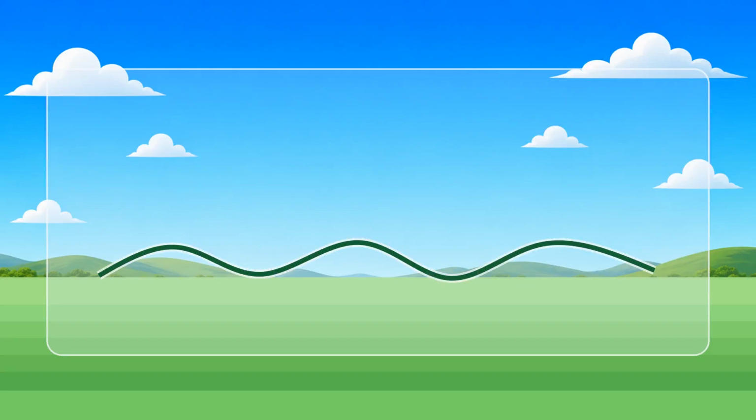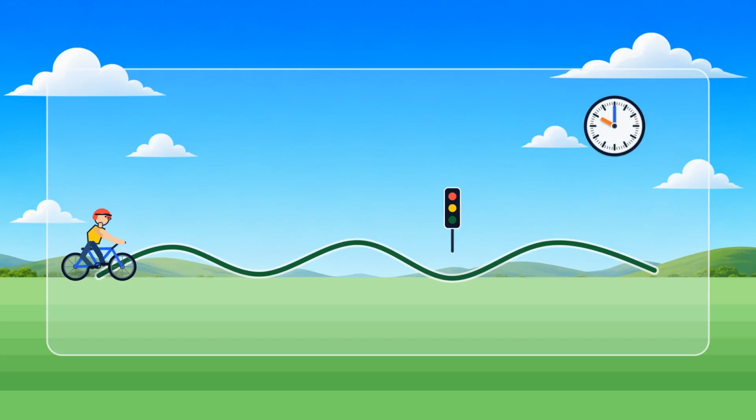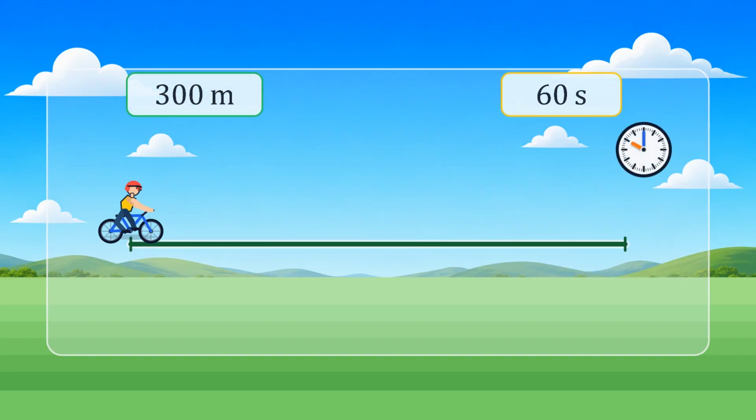Imagine watching a cyclist. We are not asking whether the cyclist moved at exactly the same speed at every moment. The cyclist might slow down for a bend, accelerate downhill, or wait at a traffic light. For now, we ask a simpler question: what total distance did the cyclist travel, and how much total time did it take? Suppose the cyclist travels 300 meters in 60 seconds.